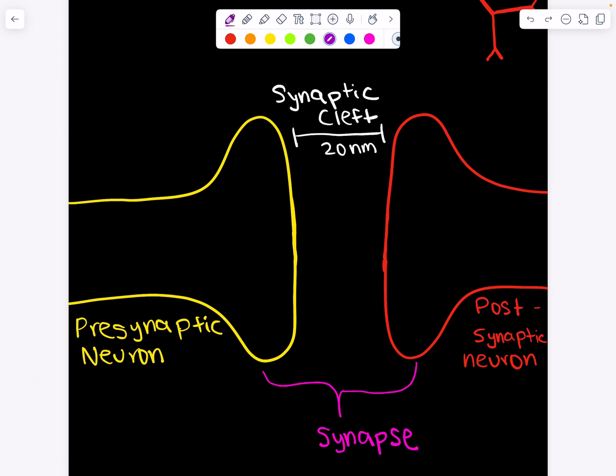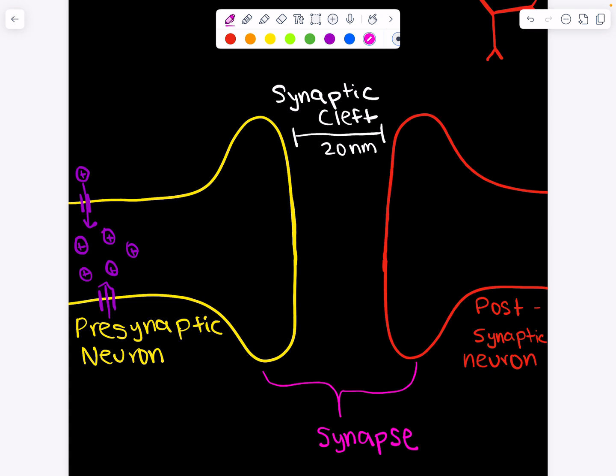So when the action potential goes through this neuron, obviously it will open up the sodium voltage-gated channel, which fills that part with positivity. And it triggers more sodium voltage-gated channels.